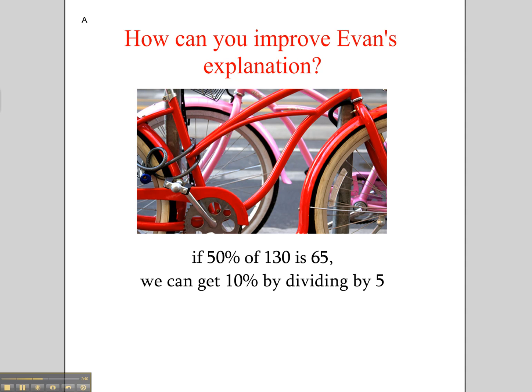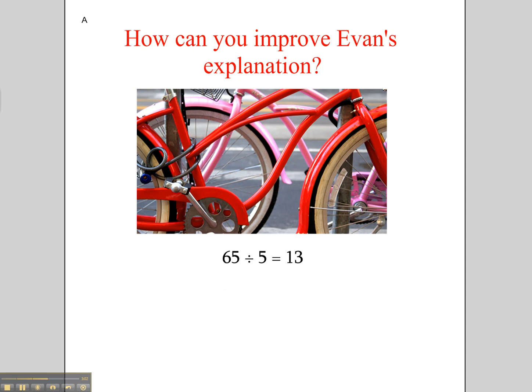If 50% of 130 is 65, we can get 10% by dividing by 5. So 10% of 100 is 10, and we know that. So we know that 10% of 50, which is half of 100, would be half of 10. That's 5. So 65 divided by 5 is 13. And so that's our answer. 13 is 10%. So to get 40%, he needs $13 less than $65. So the number of dollars that Evan needs to save is $52.